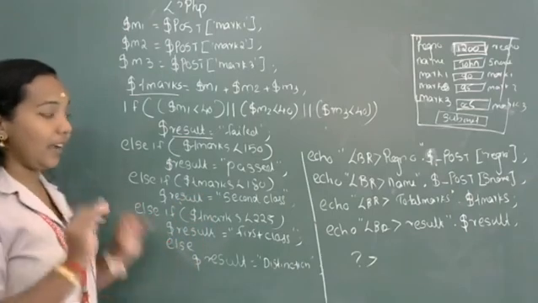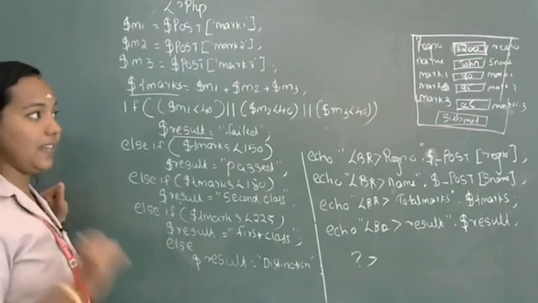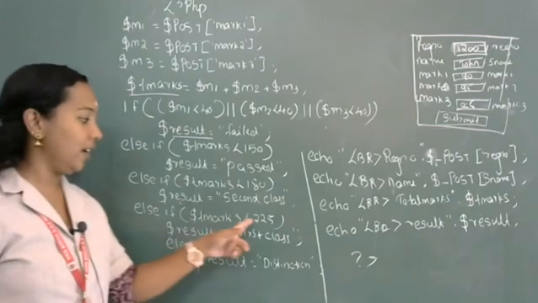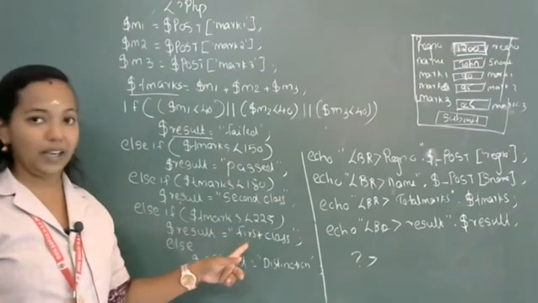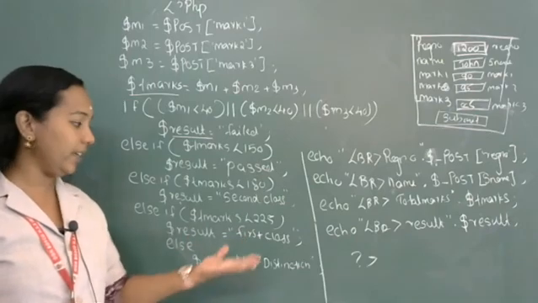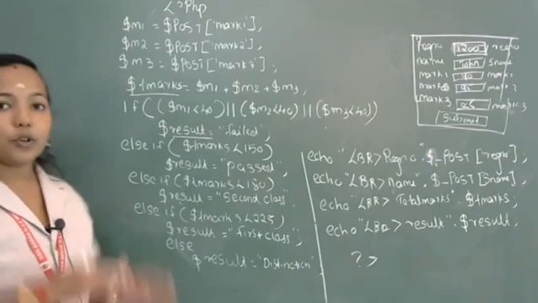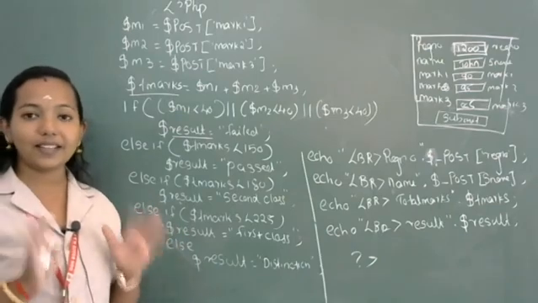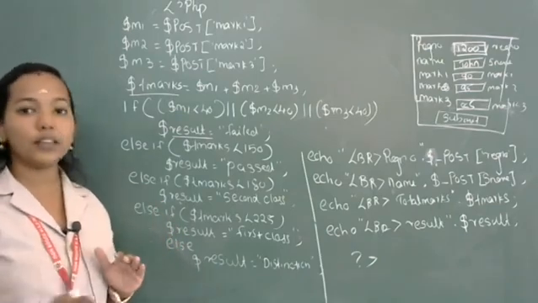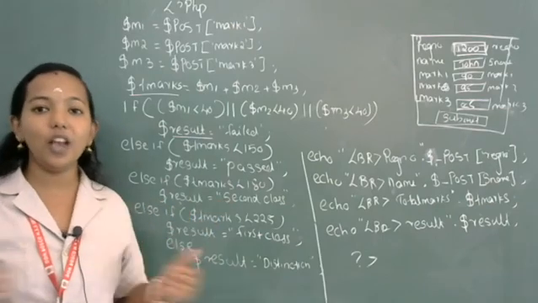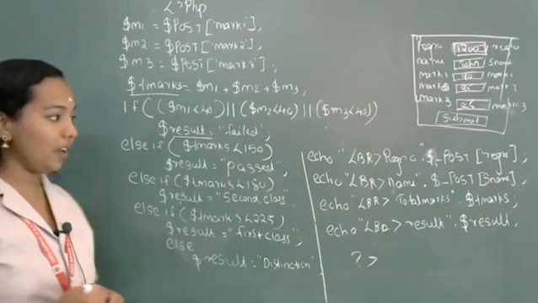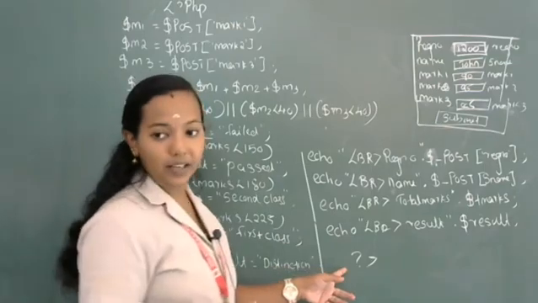So here 90 plus 95 plus 85. So definitely it is greater than 225. So definitely what will be the grade? Distinction. So by this we have calculated the result. Then next thing is you want to print this in a web page format. Okay, so that we are executing next.